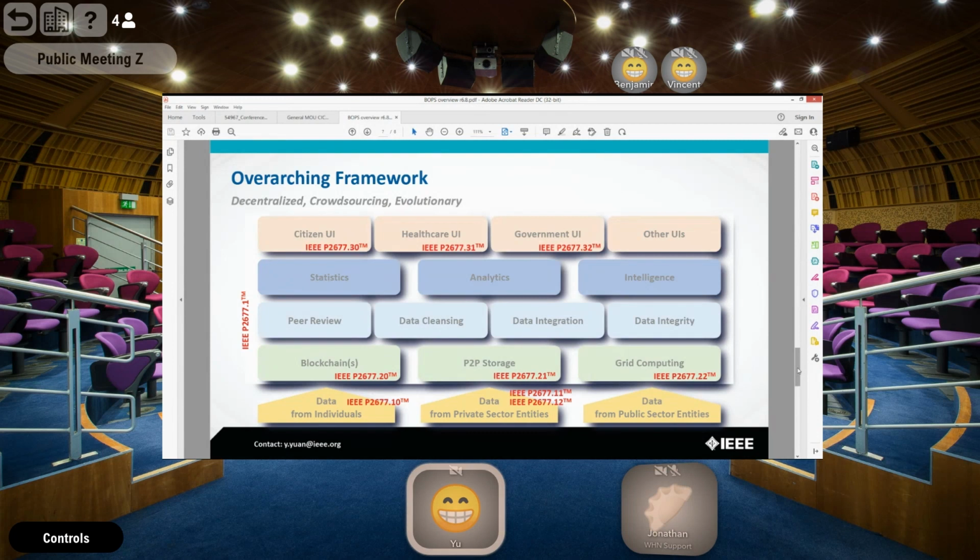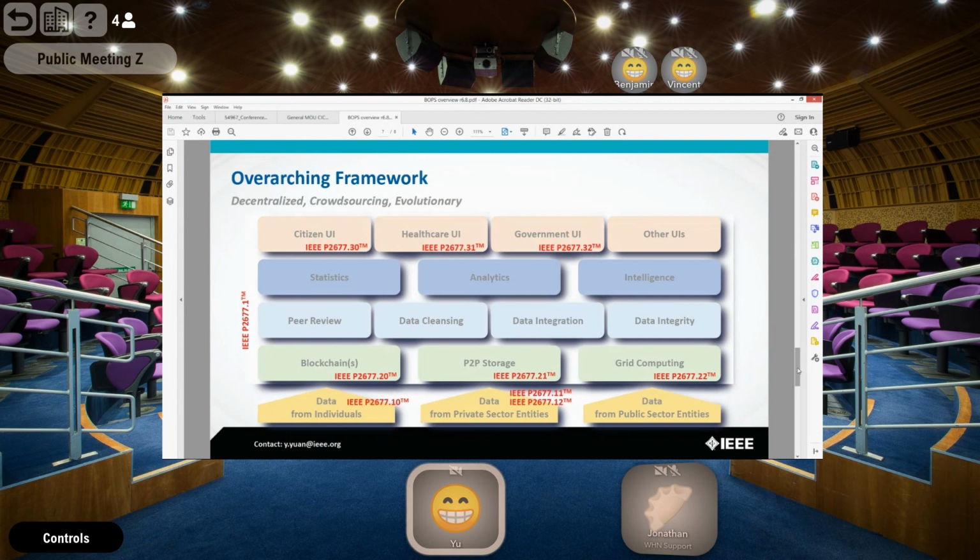So let's talk about our overarching framework again. You can say that we are mapping our standards onto the overarching framework. P2677.1 is like an overarching framework. It will describe how the building blocks are put together to do this pandemic surveillance job. And then starting from the bottom, the data source, we have 2677.10, which is about how to get data from individuals in a way that we can protect their privacy and security.